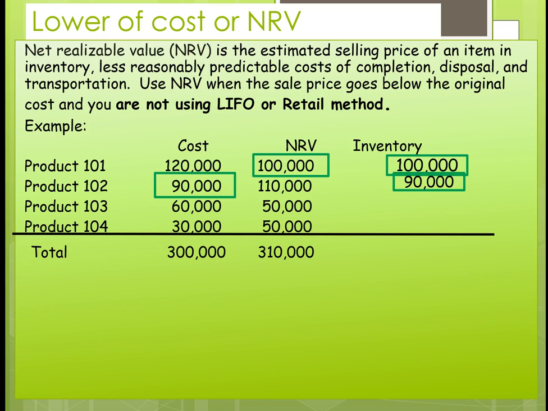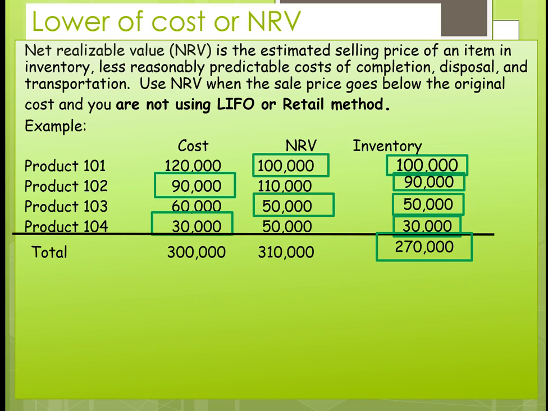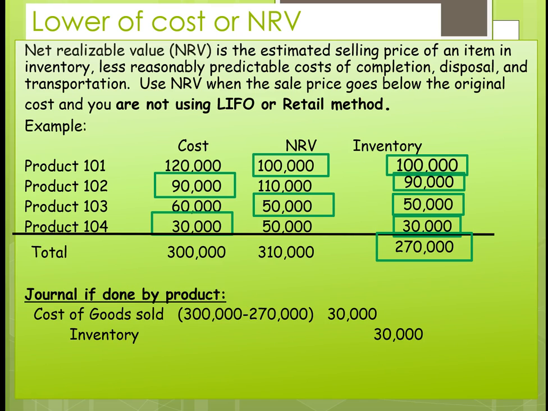Product 103, the net realizable value is lower, so that's the number we're going to use. And for product 104, the cost is lower, so that's what we're going to use. Now, we're going to add that up. And it turns out if we do it by product line, we're going to have to write down our inventory. The difference between the cost and the inventory value is going to be a write-down of 30,000. So the journal entry, if done by product, would be a $30,000 increase in cost of goods sold and a reduction in inventory of 30,000.